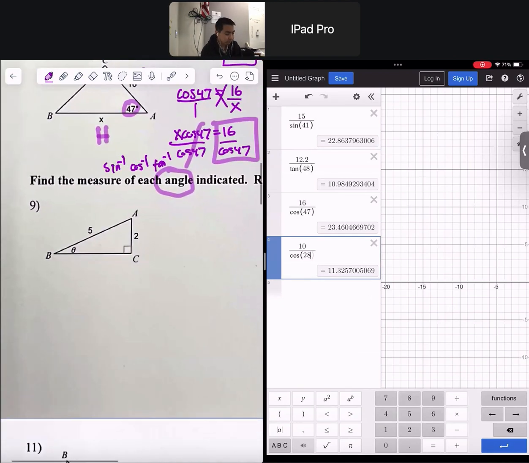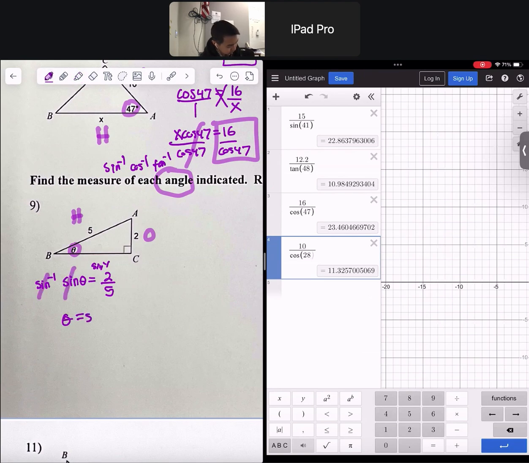So for this one here, here's the angle. From that angle's perspective, 2 is the opposite, 5 is the hypotenuse. Now, you have to use your trig. There's only one trig function that uses opposite and hypotenuse, and it is sine. So sine of theta equals opposite over hypotenuse. To solve for theta, you need to get rid of the sine. You have to do sine inverse to both sides, because these will cancel.